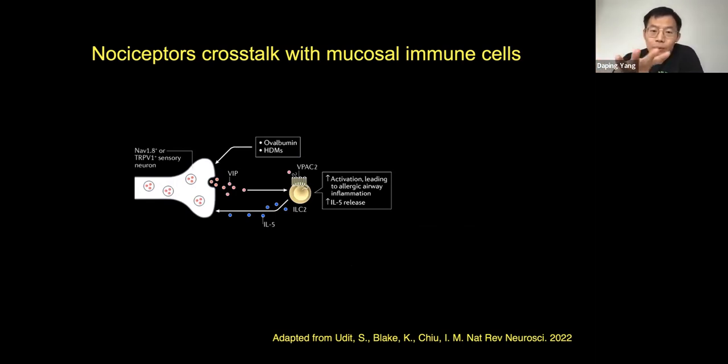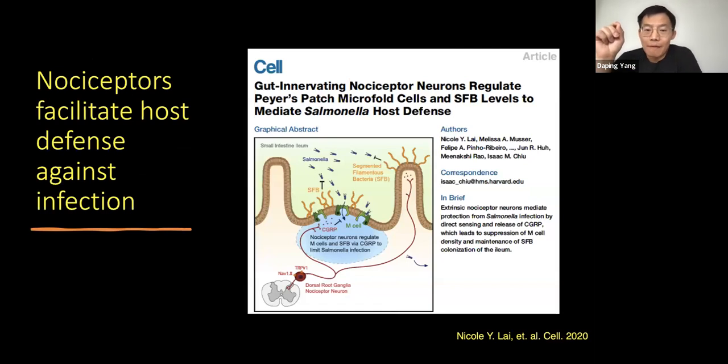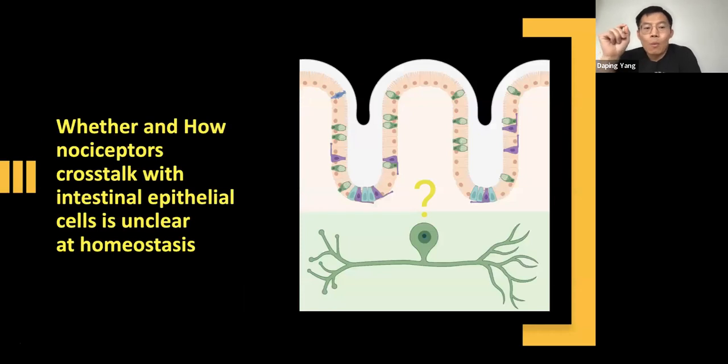while the crosstalk with immune cells has been well characterized, whether nociceptor neurons interact with epithelial cells is still largely unknown. Recently, there's a paper from our lab showing that gut-innervating nociceptor neurons can regulate M cells in the Peyer's patch of the small intestine in the context of a Salmonella infection to mediate the host defense against the pathogen infection. However, whether and how nociceptor neurons crosstalk with intestinal epithelial cells, especially at baseline, is still unknown.